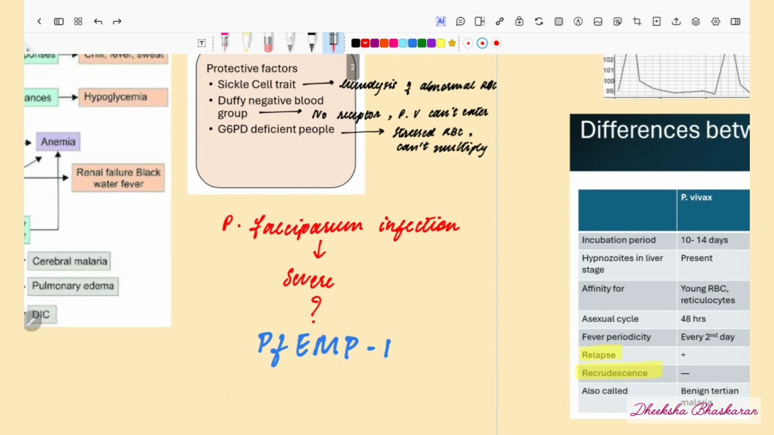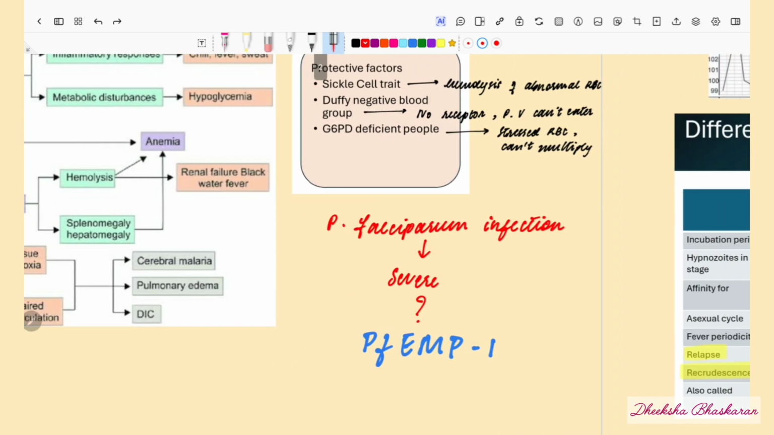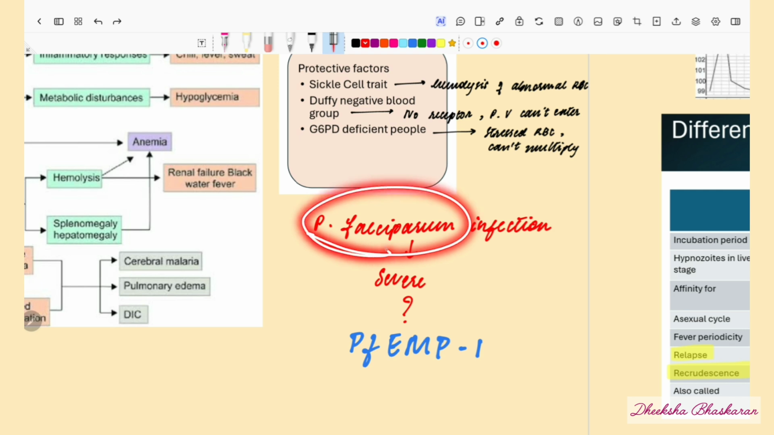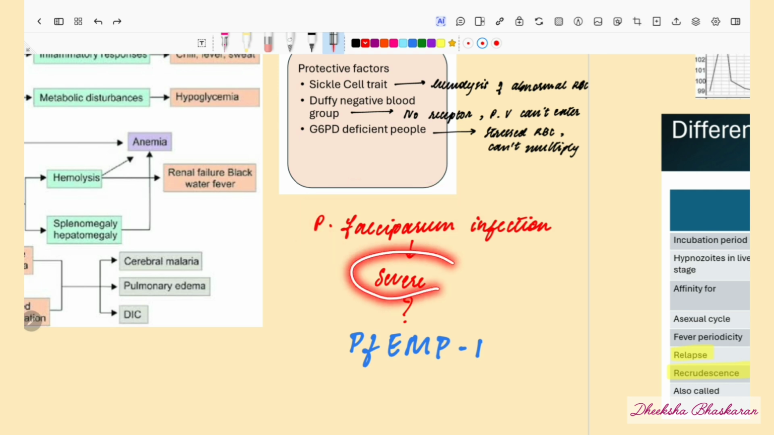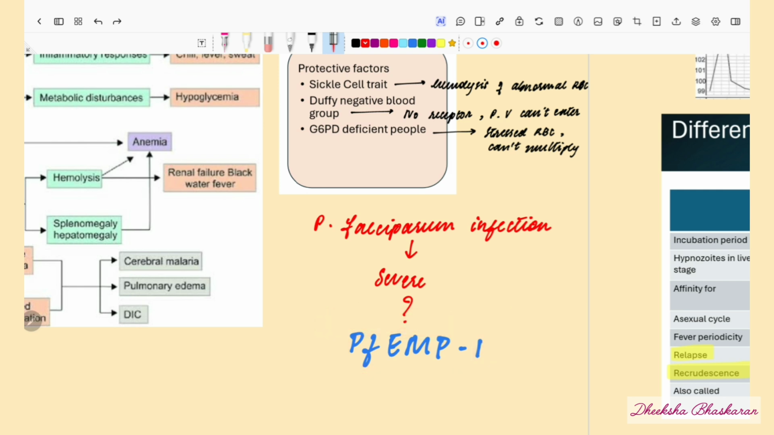Okay, Plasmodium falciparum infection is where we talk about adhesion of RBCs to the endothelial cells. This obstruction to blood flow we talk about in Plasmodium falciparum infection. This Plasmodium falciparum is responsible to cause a very severe form of malaria. Why so? Because of this substance called Plasmodium falciparum erythrocyte membrane protein 1, which is present on the RBC infected with this Plasmodium falciparum parasite. Okay, what does this do?